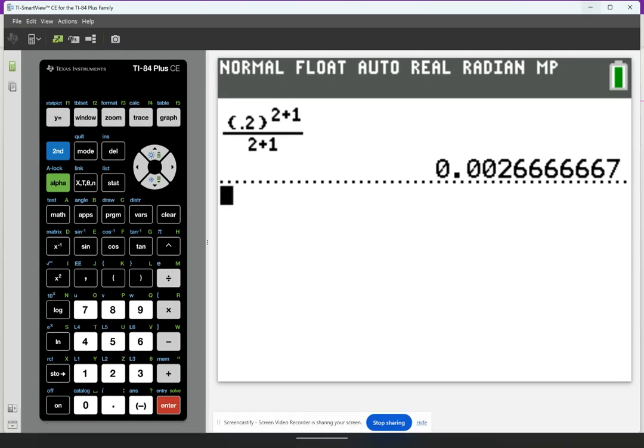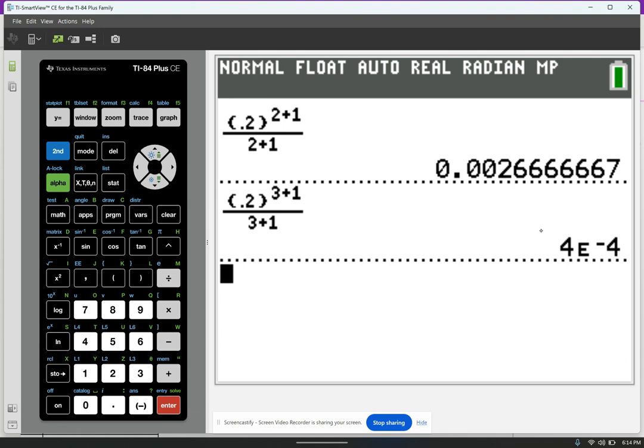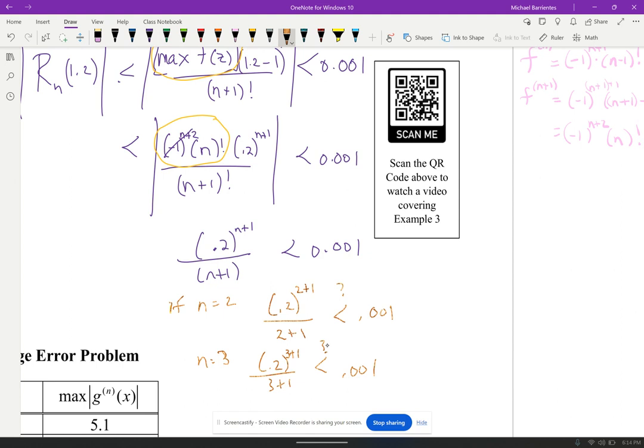So I go back to my calculator. To save time, I'm just going to copy paste and then change my 2 into a 3. So this is telling me, what if n is 3? What if I go to the third degree Taylor polynomial? I get 0.0004. Is that number less than 0.001?